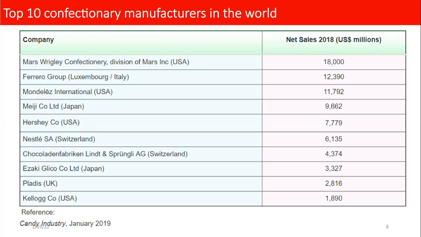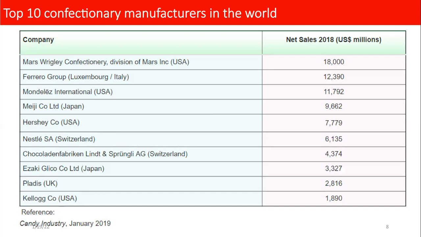Here you can see the top 10 confectionery manufacturers in the world and their sales according to the reports available in 2018, right? And the world famous brands from the USA, Italy, Japan, there are different types of brands. When you travel to a country, in the duty free, all the people are going to purchase some confectionaries, right? When we enter the supermarkets and the duty free shops, then we can see these brands.